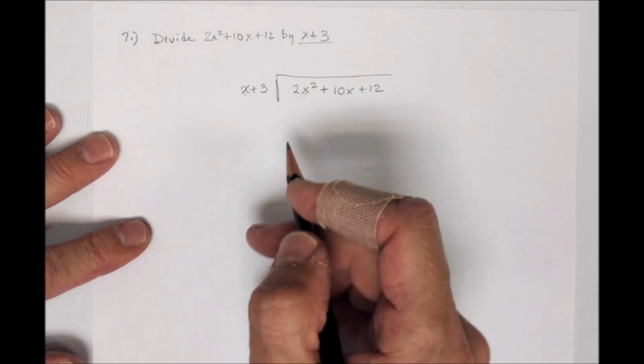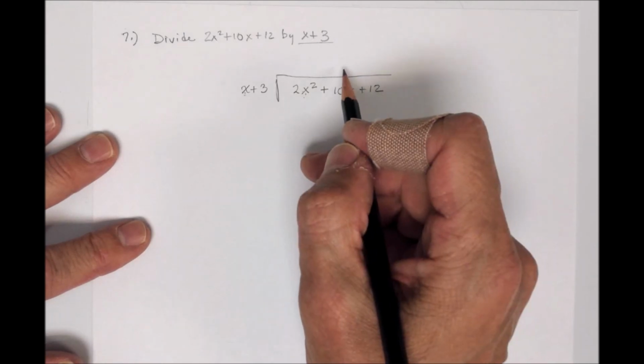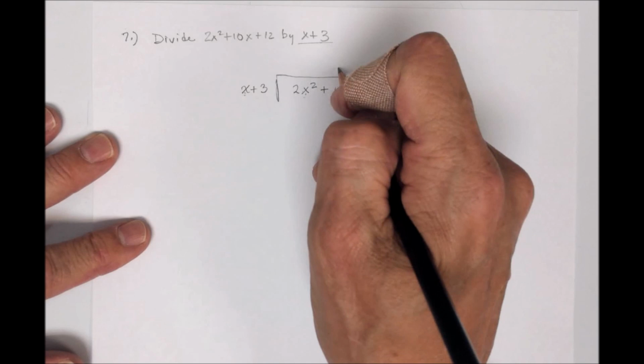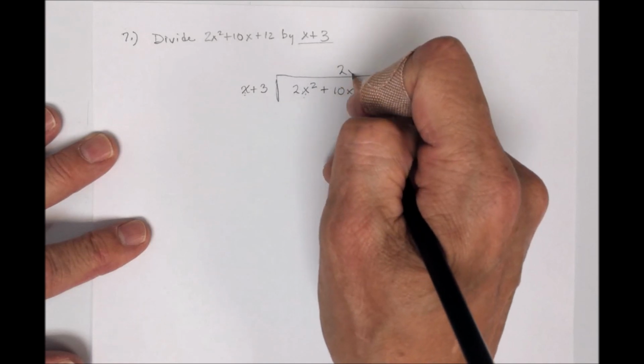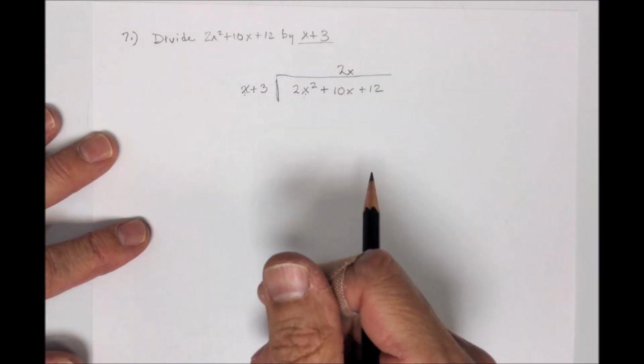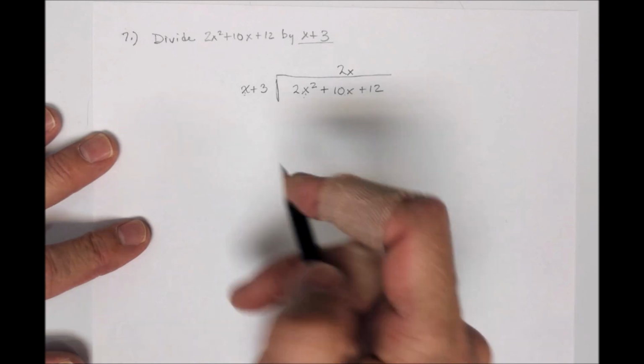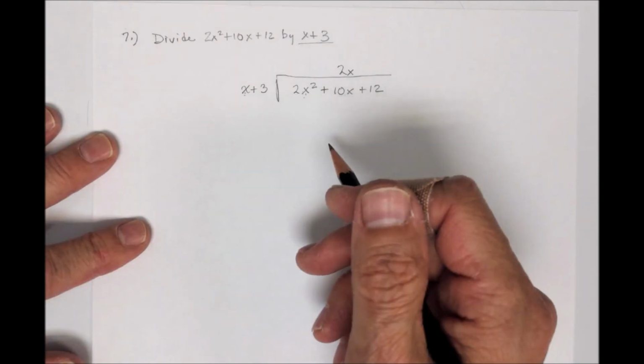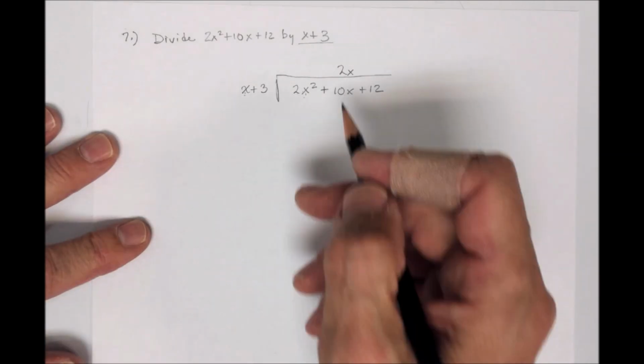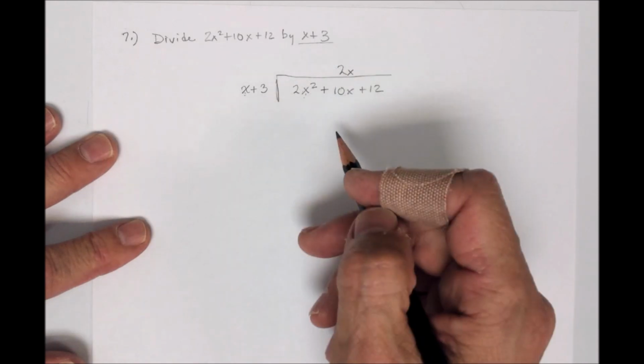So the 2x goes up here in the answer, or the quotient, but I don't put it above the first term. I like to keep my like terms lined up, so I'm going to put the 2x right there. This is just like regular division. How many times does 53 go into 175? You put the number up at top, and then you multiply underneath and subtract to see if there's any remainder.